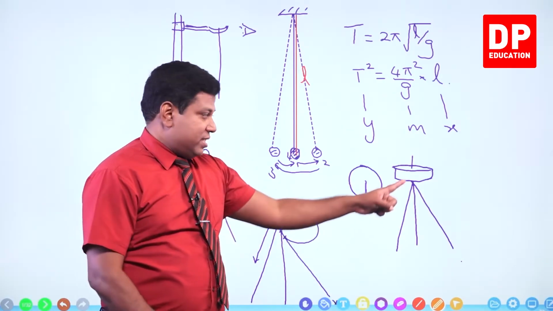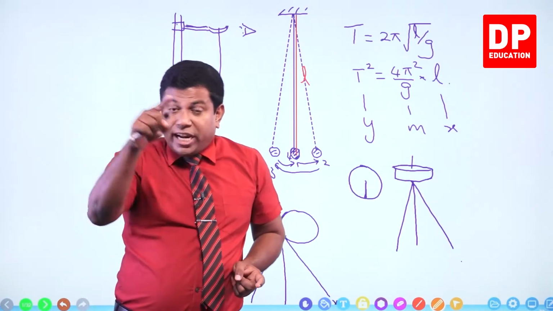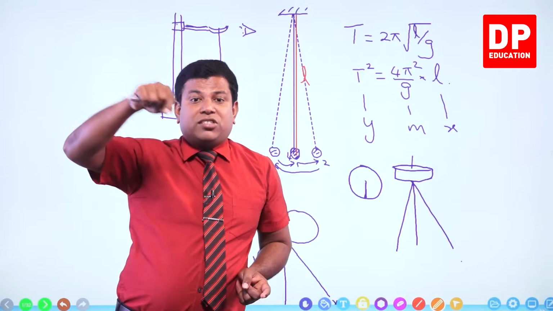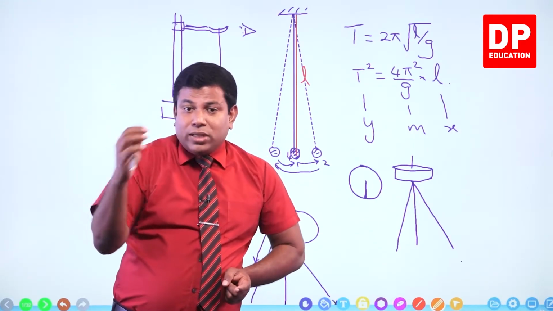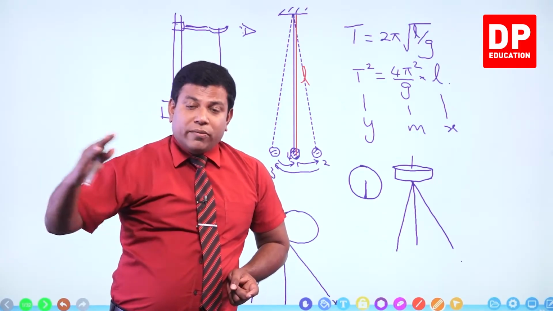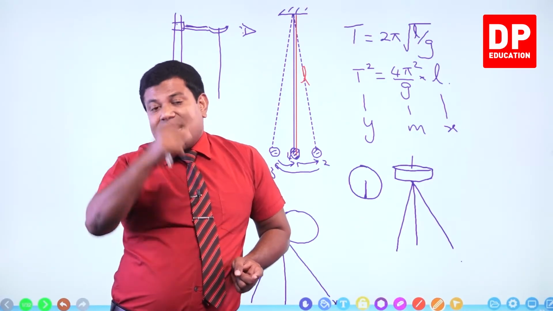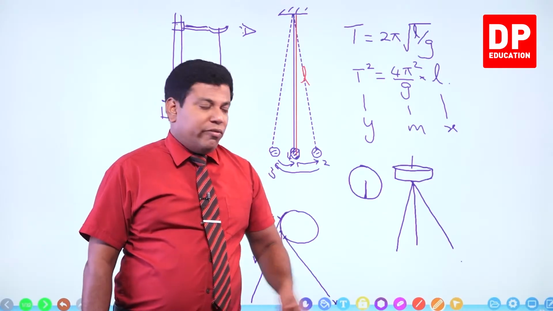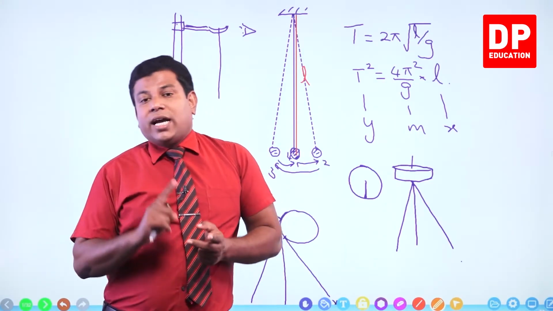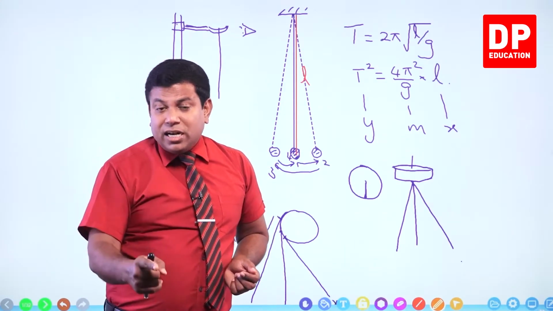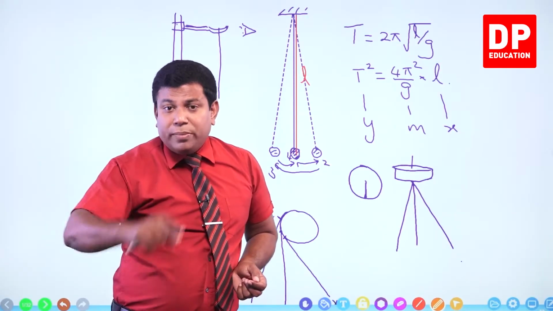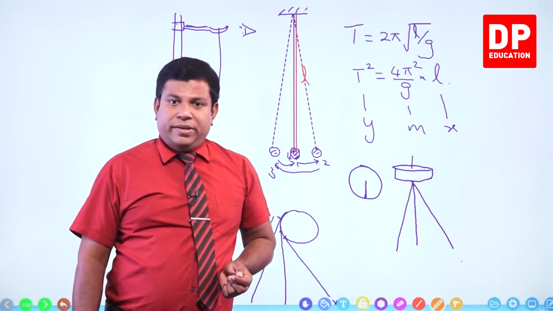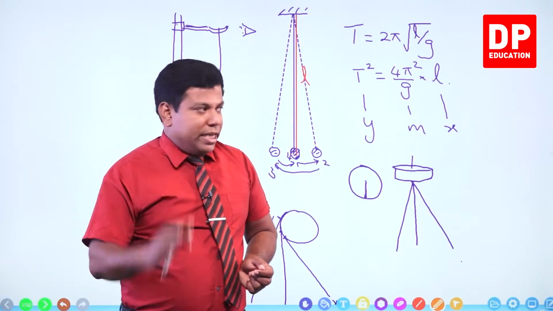Complication number one is this: if you just rotate the top part of the string around that particular clamp or something, when it oscillates, the length can differ from position to position. To avoid that, we use the cork. Second complication, the length has to be measured up to the center of the pendulum ball that you are using. That is the second complication.